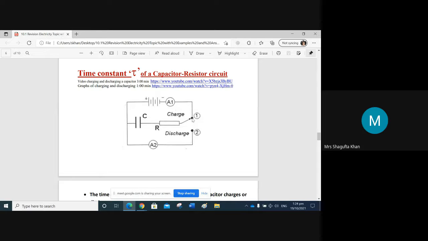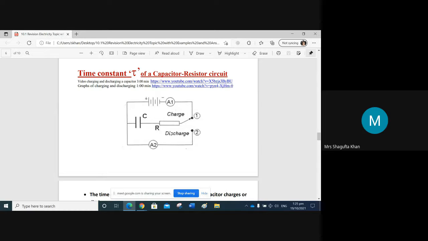Later on, this switch can be changed over here, and there could be a lamp or something over here, and then the capacitor can be discharged. What will happen is the capacitor will discharge through this resistor. This is just an ammeter symbol. It will discharge, so that will be the discharging circuit.